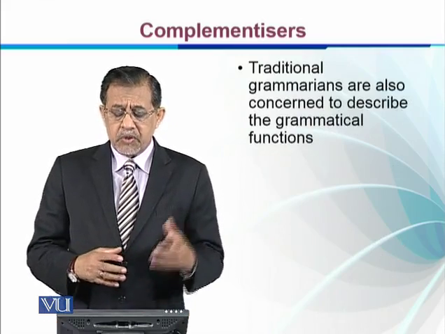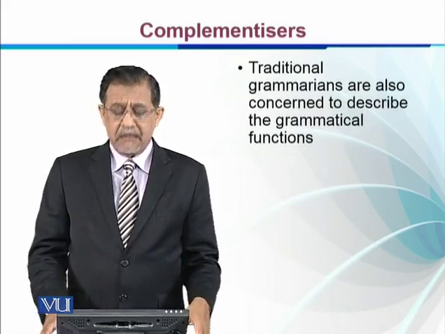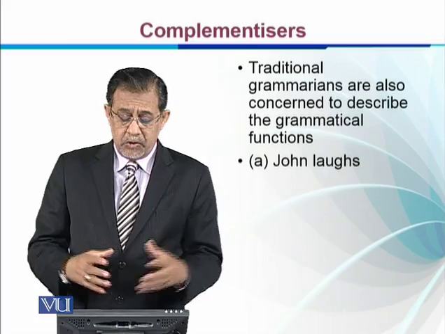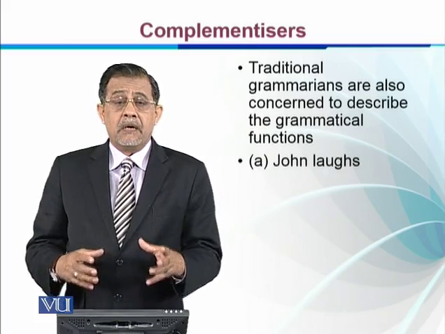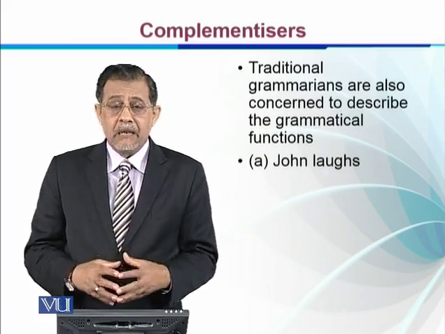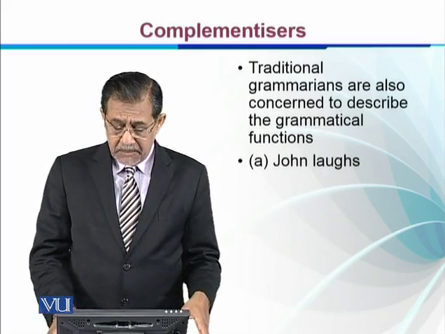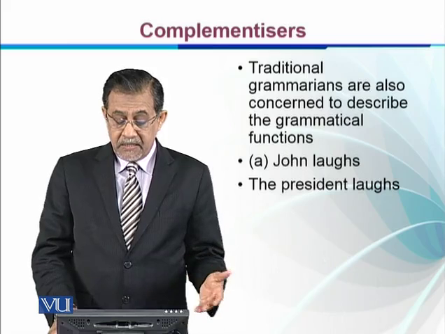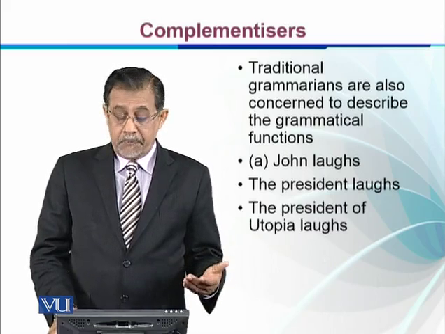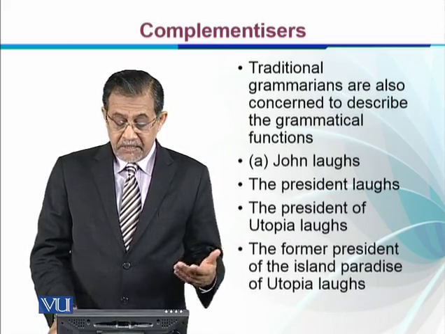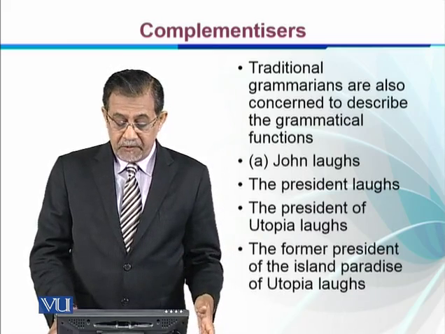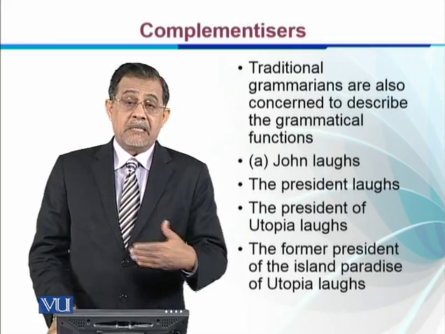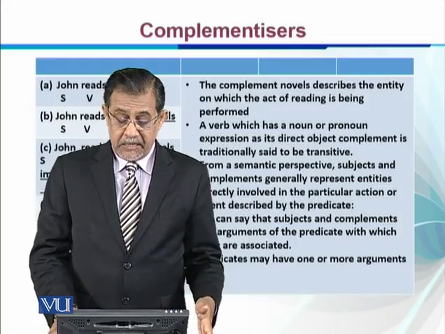Traditional grammarians are also concerned to describe the grammatical function. For example, John laughs. We can say that John is an entity and laughs is a predicator. Similarly, we go on to sentences like this: the president laughs, the president of Utopia laughs, the former president of the island paradise of Utopia laughs. So this is the way we explain different sentences.